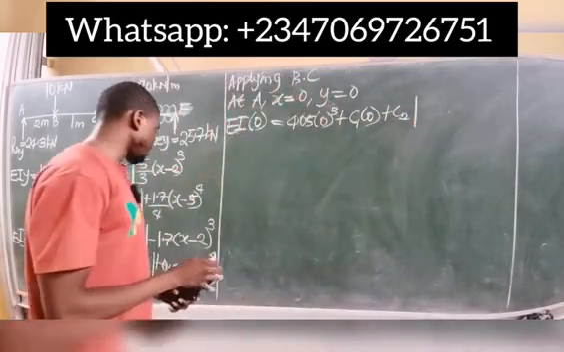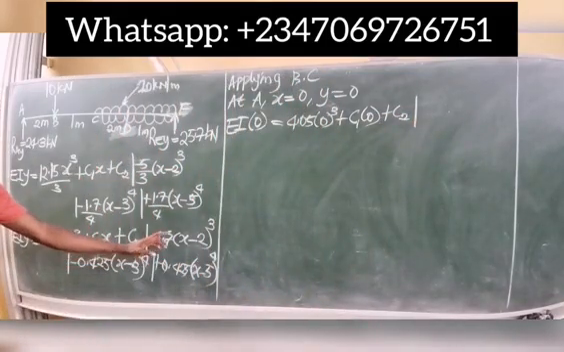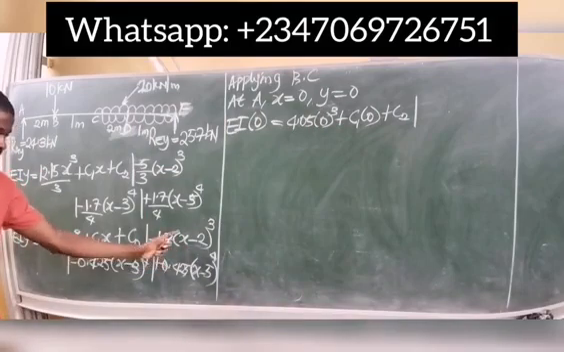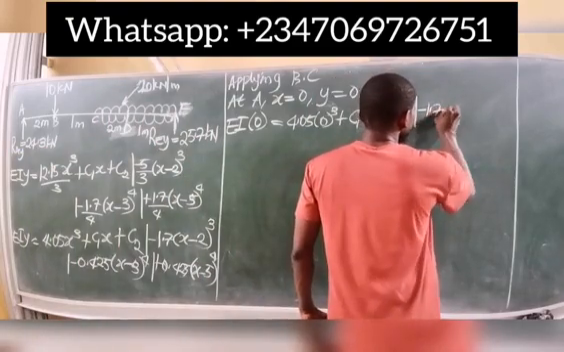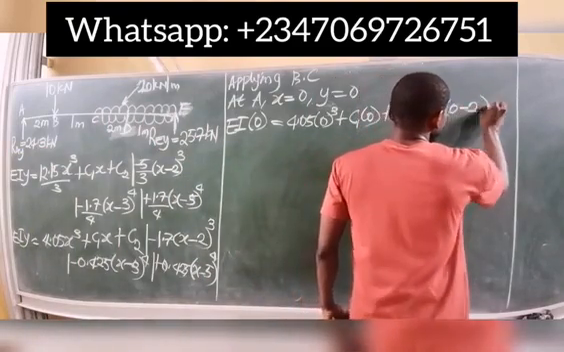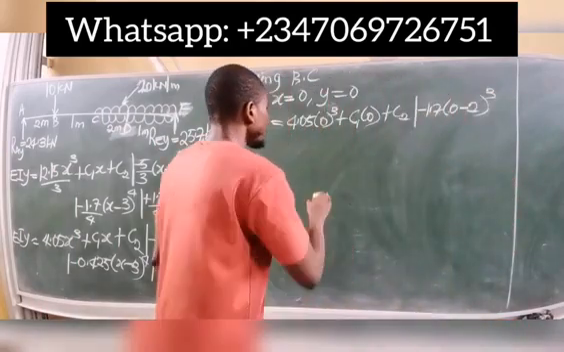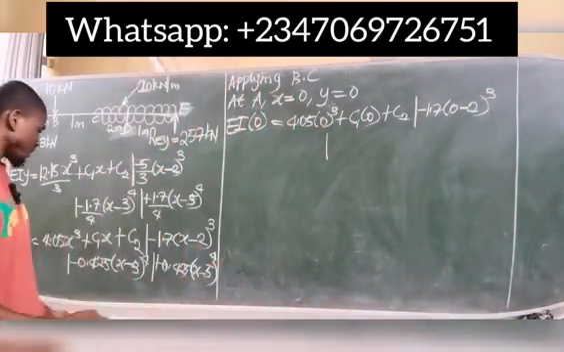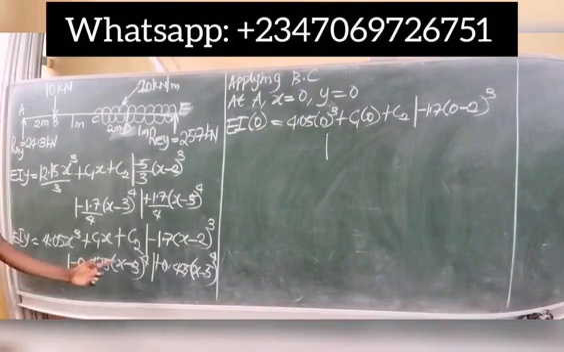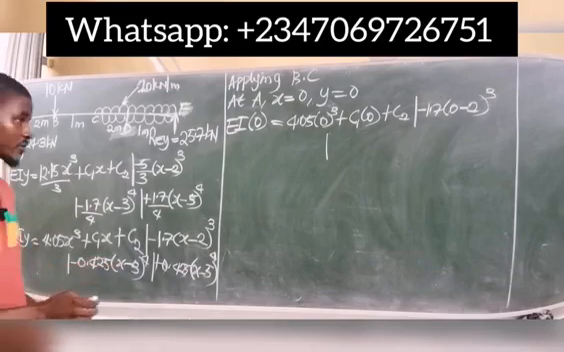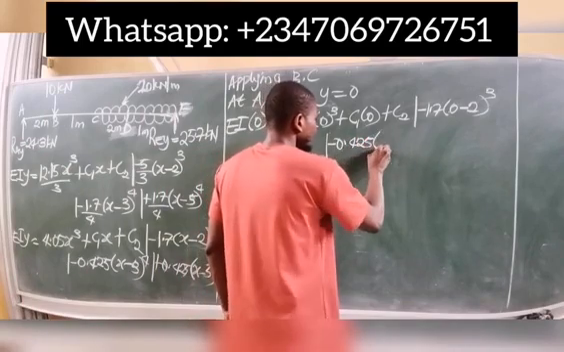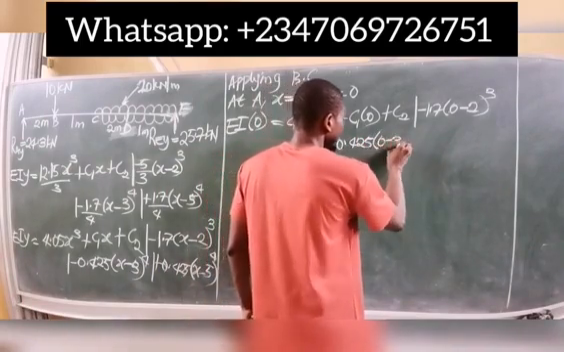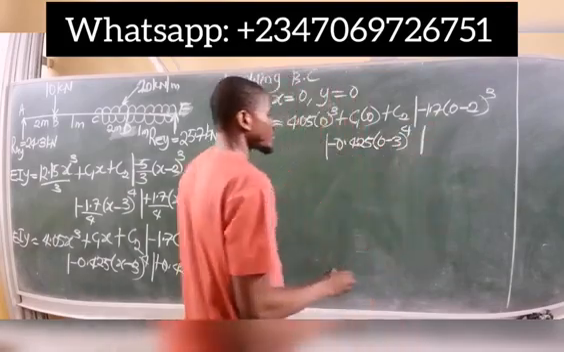Pull down your Macaulay's bracket. Here we have minus 1.7 into (x minus 2). In place of x here, we put in the value 0. Now, we have minus 1.7 into (0 minus 2) to the power of 3. Pull down your Macaulay's bracket. We have minus 0.425 into (x minus 3) to the power of 4. In place of x, we have (0 minus 3) to the power of 4.